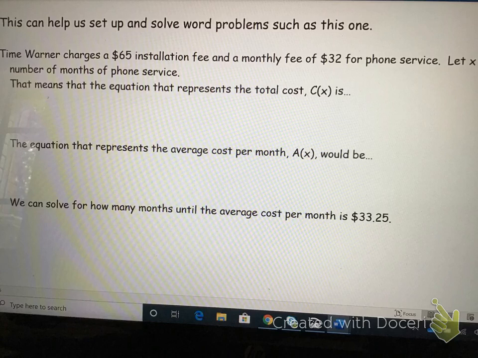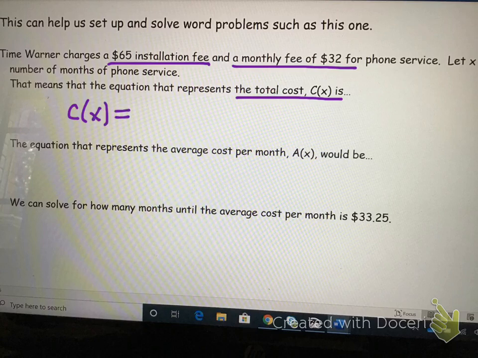So what we have is a cable company, Time Warner. They charge a $65 installation fee and a monthly fee of $32 for phone service, okay? And x is the number of months that you have the phone service. So the first thing we want to do is write an equation for the total cost. So you as the consumer would want to figure out, okay, how much total have I paid Time Warner?